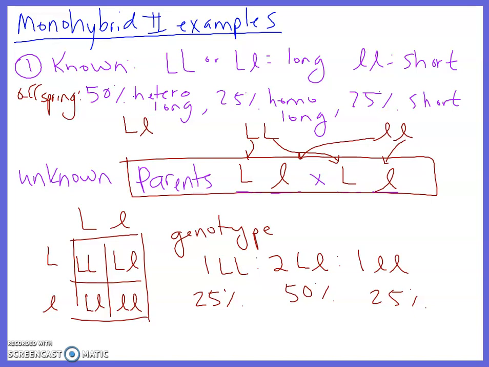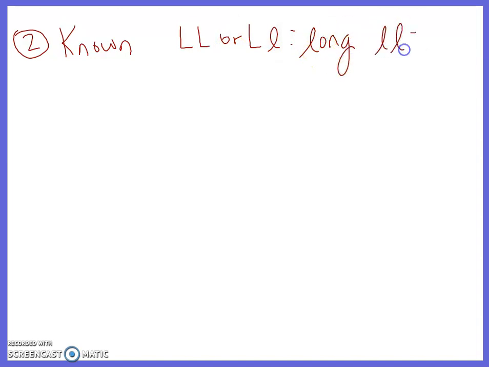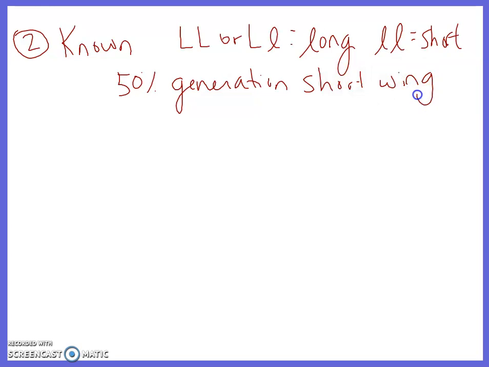All right, for the next one, which is number 2, we're using the same information, so we're saying that capital L is going to be long, and then lowercase l is going to be short. In this case, we're saying that 50% of the generation, or the offspring, are short-winged. And we know that that means that their alleles are going to be lowercase l, lowercase l. That also means that 50% of the generation is long.